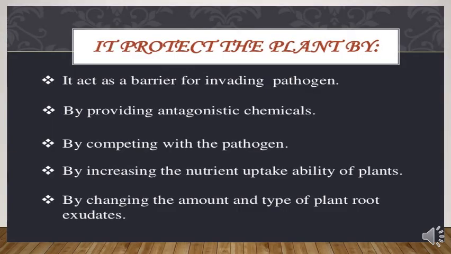That means the biological agent can affect the pathogen in an indirect method, as it acts as a barrier for invading pathogens by providing antagonistic chemicals, by competing with the pathogen, by increasing the nutrient uptake ability of plants, and lastly by changing the amount and type of plant root exudates.